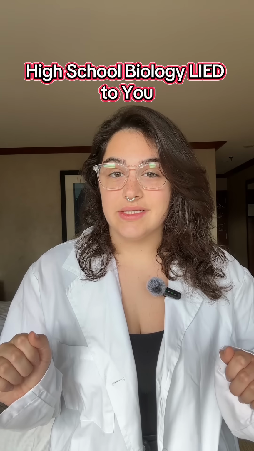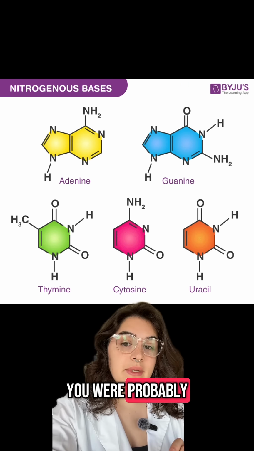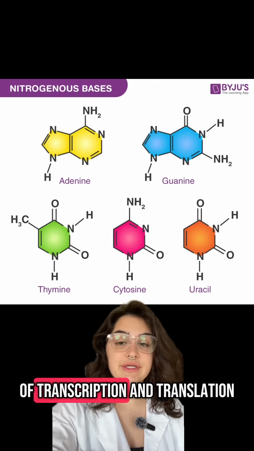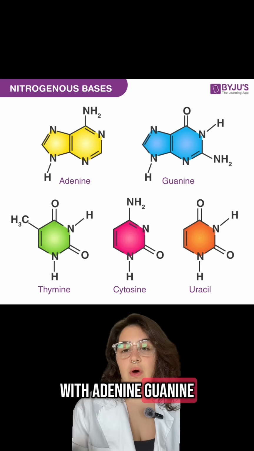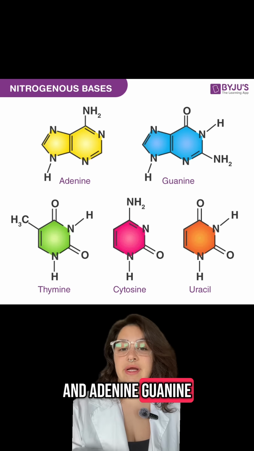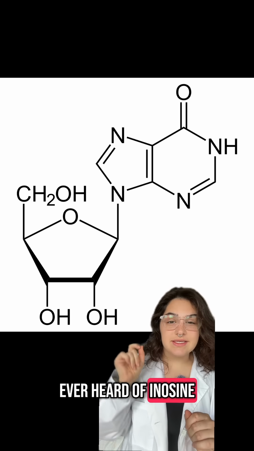High school biology lied to you. You see, in high school biology, whenever you were learning about DNA, you were probably taught that these were the only five nucleosides in the processes of transcription and translation, with adenine, guanine, cytosine, and thymine being a part of DNA, and adenine, guanine, cytosine, and uracil being a part of RNA. But have you ever heard of inosine?